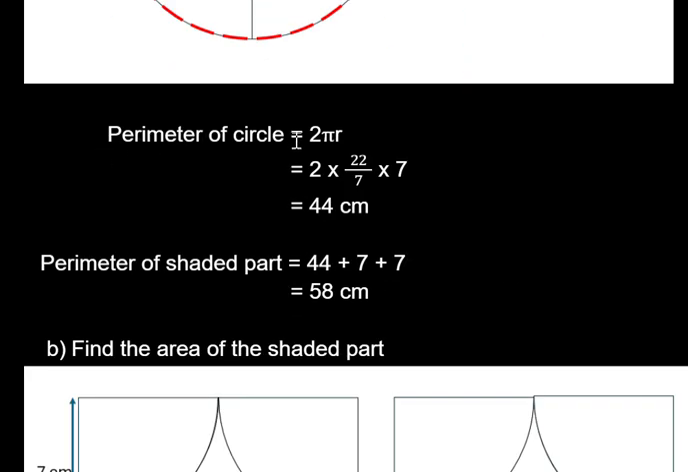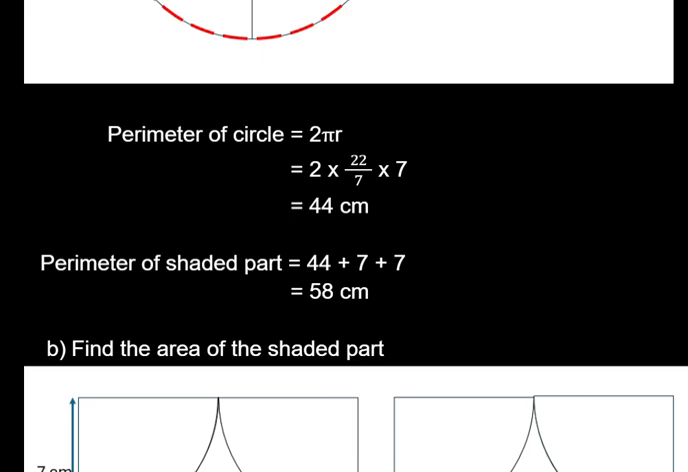The circumference of a circle is 2 pi r. So 2 times pi, which is 22 over 7, times 7. 7 is the radius, so the 7s cancel. 2 times 22 is 44 centimeter. So the total perimeter of the shaded part is actually the circle plus the two 7 centimeter lines. So it's 44 plus 14, which is 58 centimeter. That's it. You solved part A.